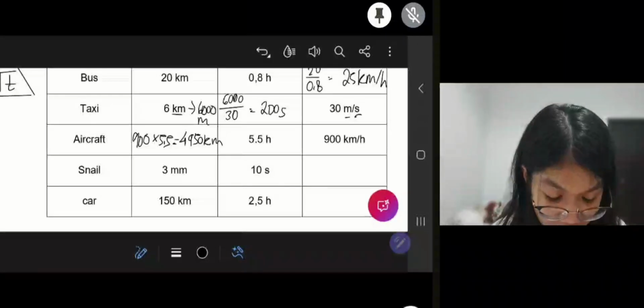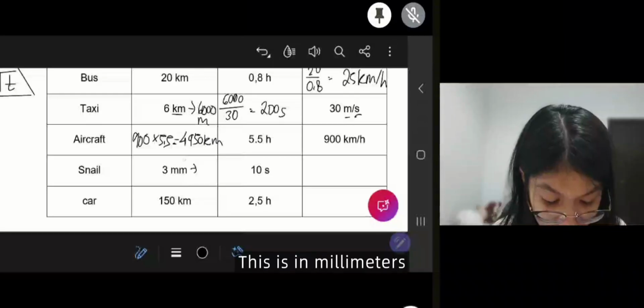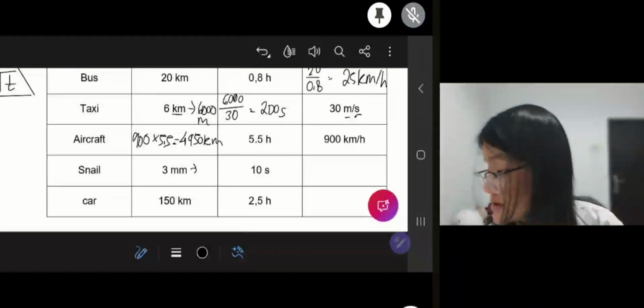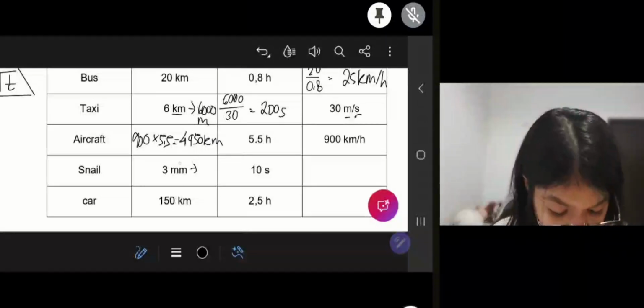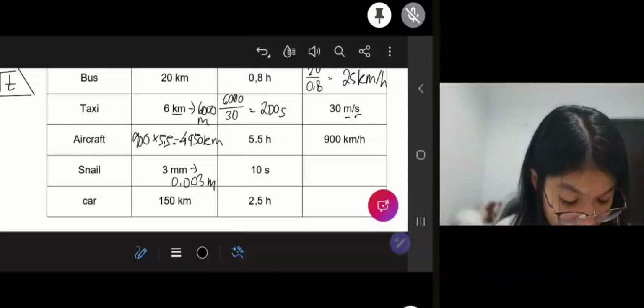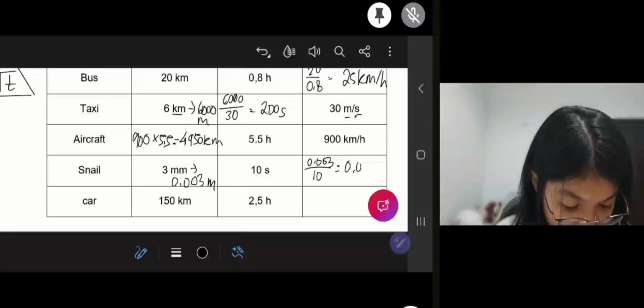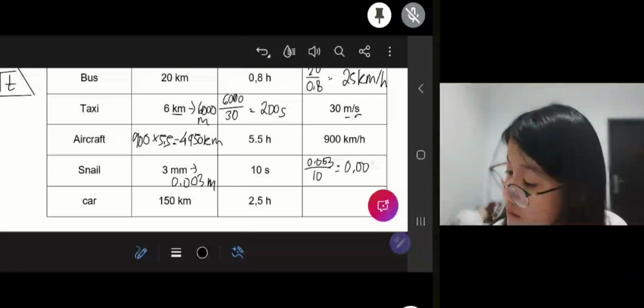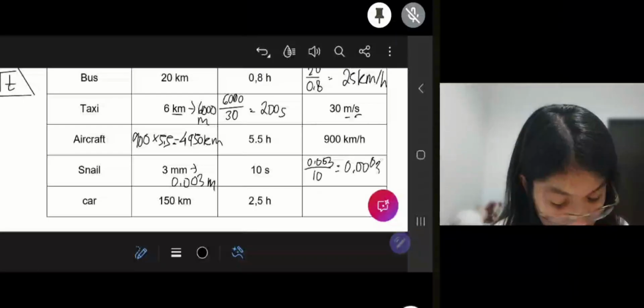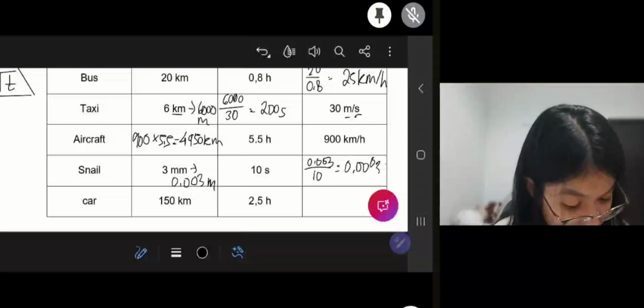And then we'll move on to the snail. This is in millimeters. We have to change it to meters, which will be 0.003 meters. And so 0.003 divided by 10 is equal to 0.0003 meters per second.